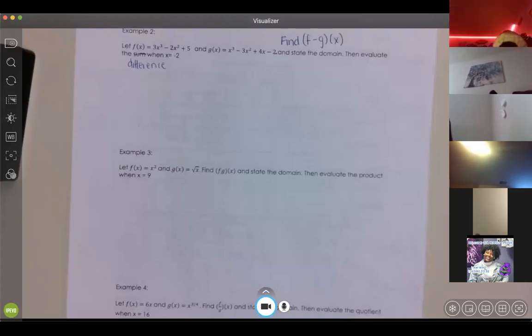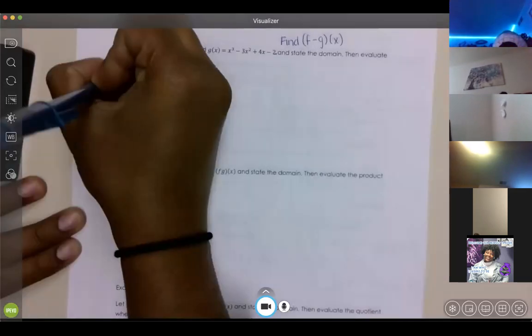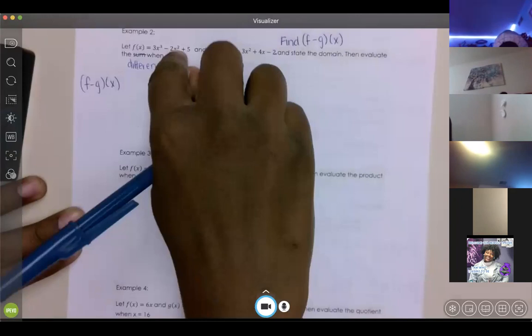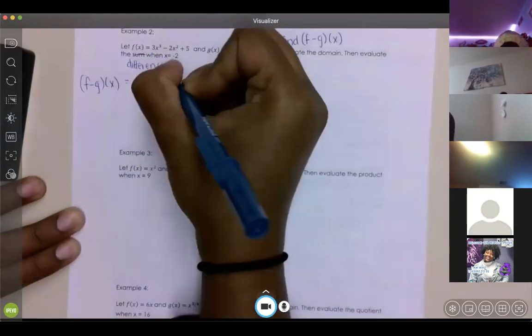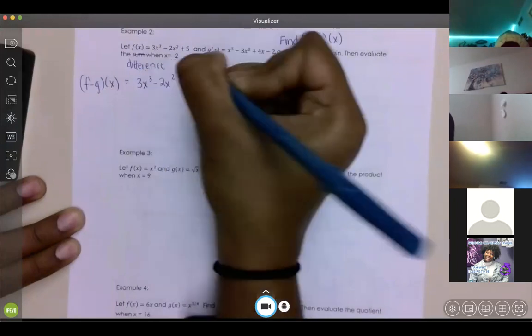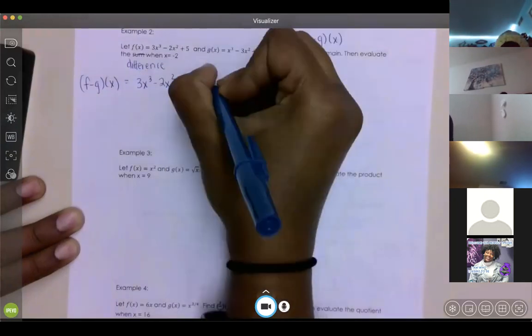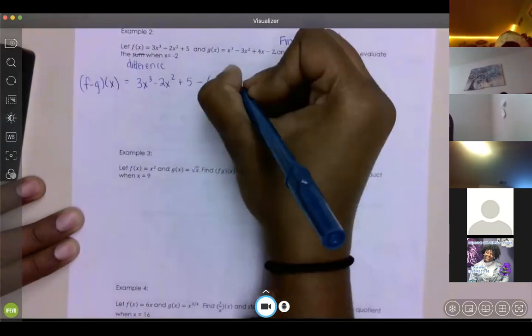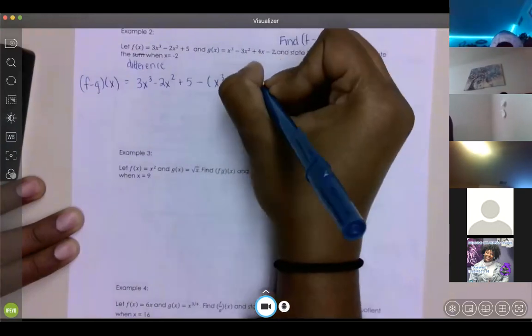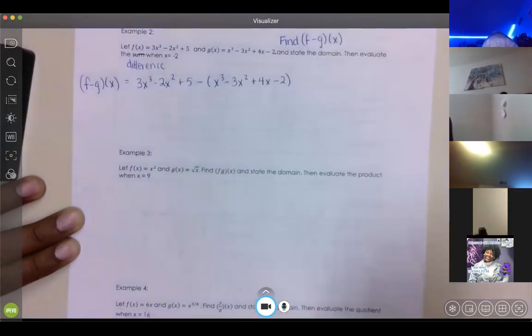All right, so first thing we got to subtract the 2. So we've got f minus g of x. So you're going to take f, which is 3x cubed minus 2x squared plus 5, minus g of x. But I'm going to put g of x in parentheses: x cubed minus 3x squared plus 4x minus 2. And I'm going to tell you why.